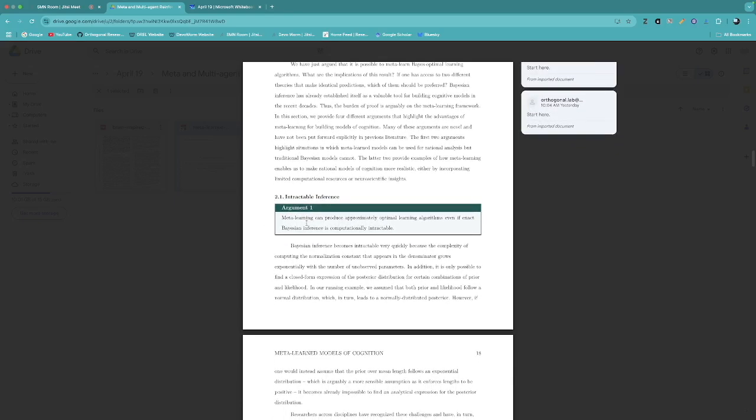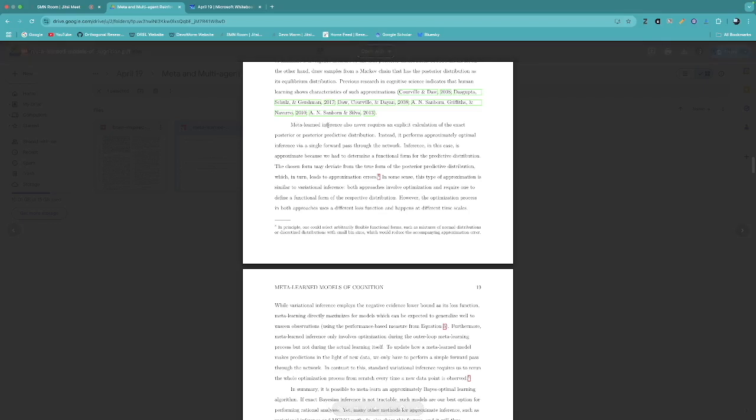So this is the first argument: meta learning can produce approximately optimal learning algorithms, even if exact Bayesian inference is computationally intractable. So we can use Bayesian inference, maybe not as an exact solution, but as an approximate solution, and we can have meta learning as the outcome. If we use a meta learning approach, we can produce approximately optimal learning algorithms. So we don't have to have the exact Bayesian solution. We just need to take an inferential approach, and meta learning will get us there.